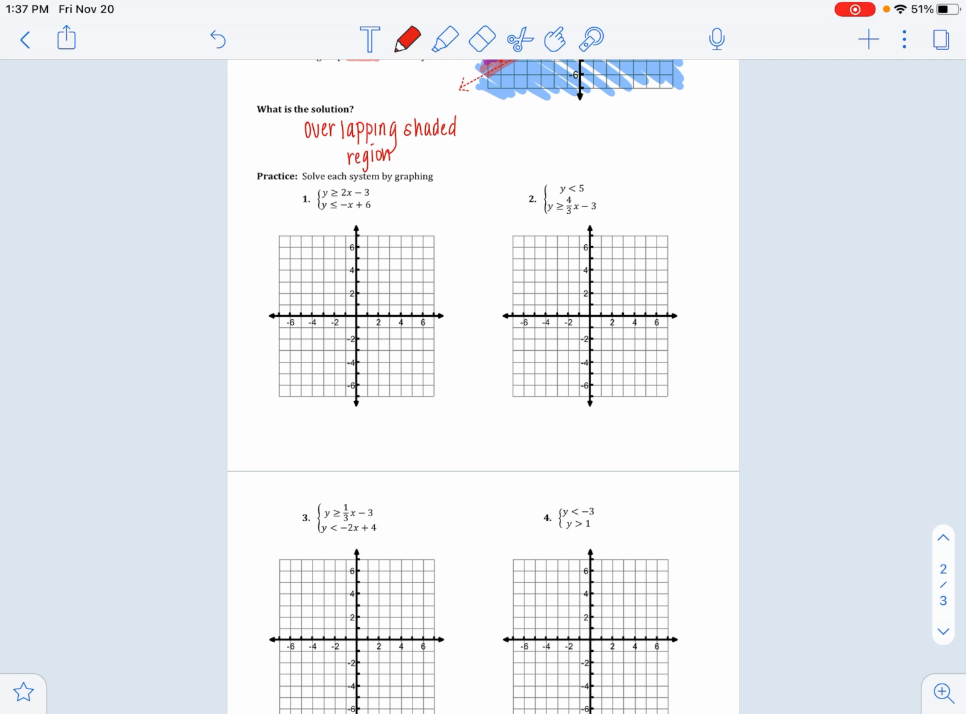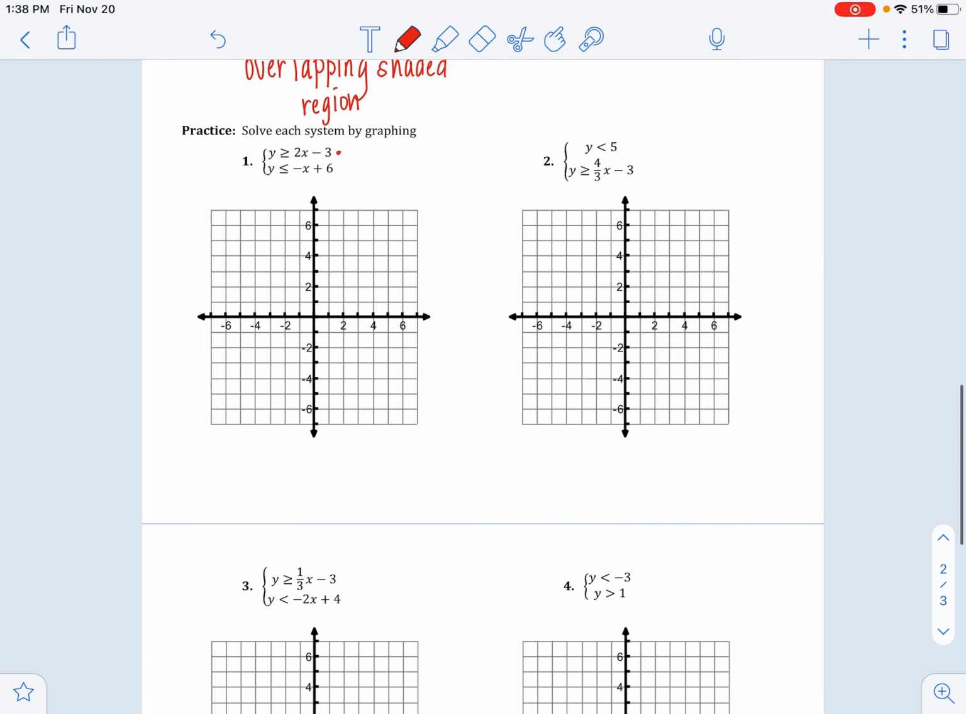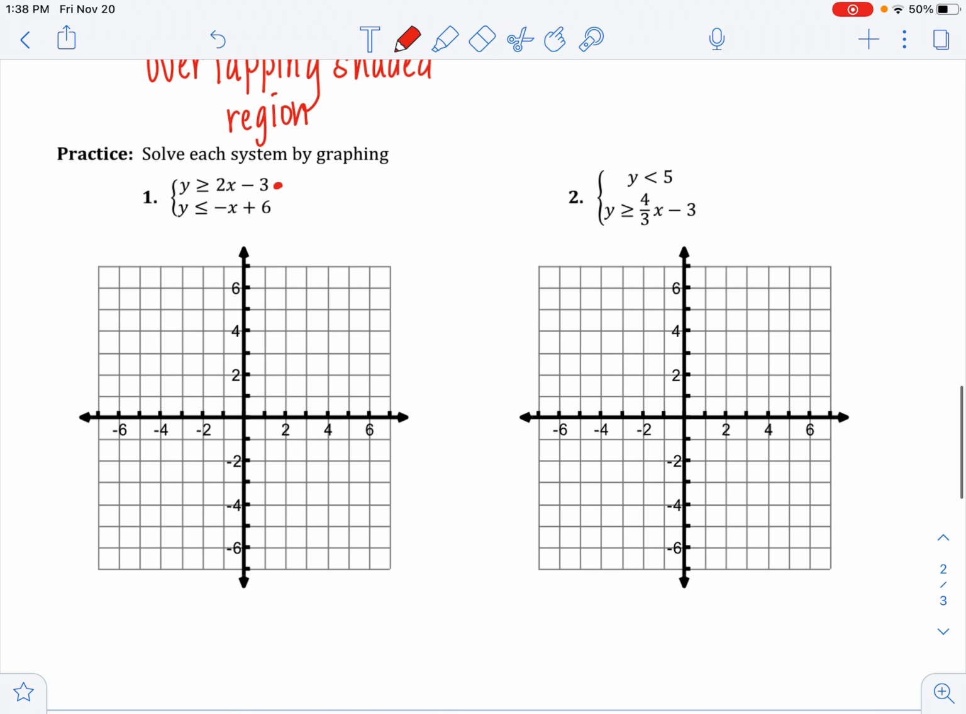All right, so let's try. We have 4 more to try, and then we have 2 that are already graphed for us, and we have to try to write the system of inequalities for it. Okay, so we're going to start with this inequality. Y is greater than or equal to 2x minus 3. So y-intercept of negative 3, slope of 2.